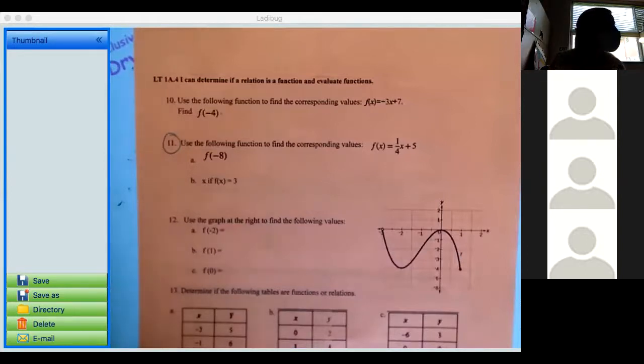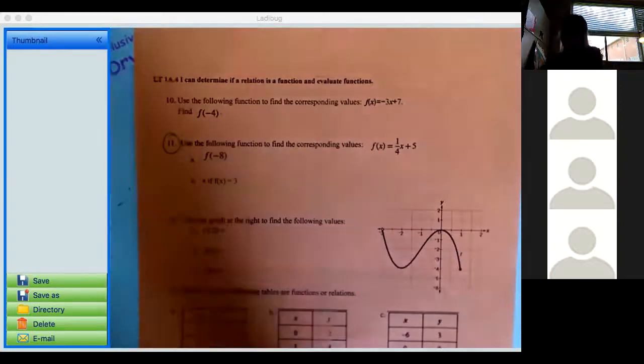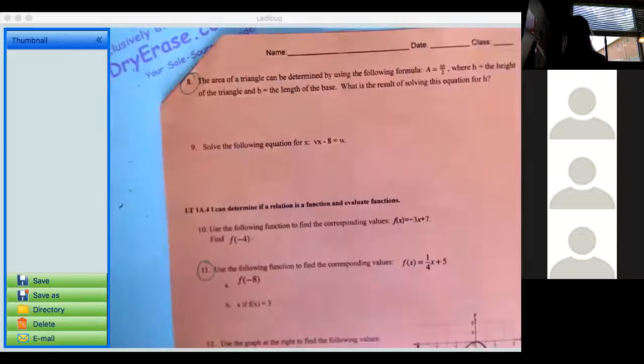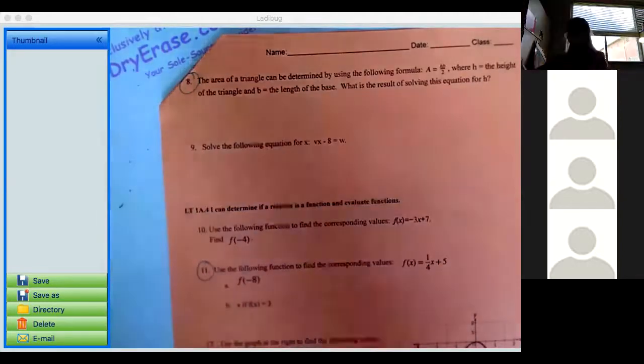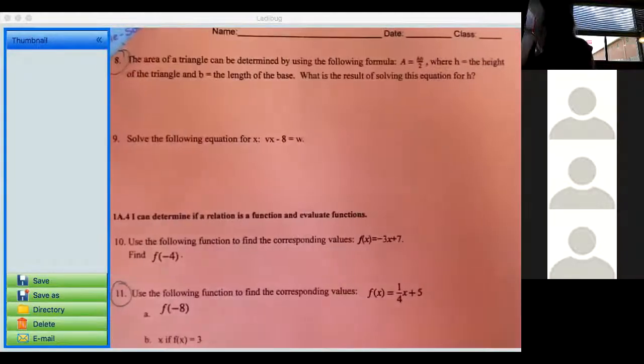Do y'all need 8, 9, 10, 12, 13? No? Cam, get your review back out. Can you do 8? I sure can. 8 and 11. Any other ones? All right, I'm gonna start off with 8.